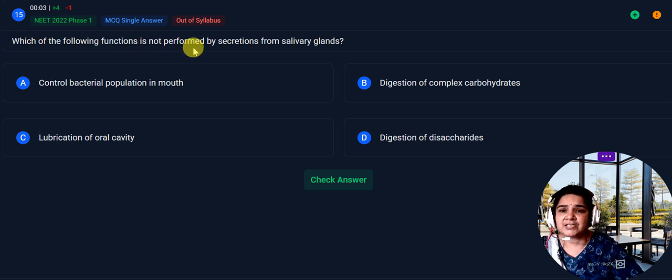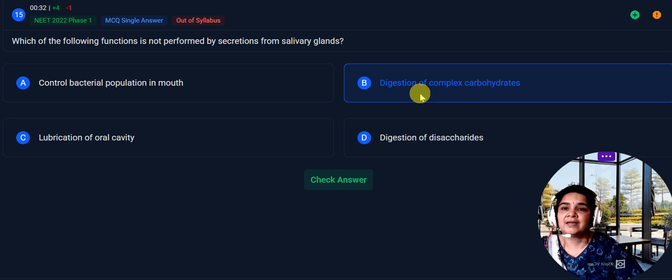So now let us see the next question. Which of the following functions is not performed by the secretion of the salivary glands? They control bacterial population in the mouth. Yes, correct. Digestion of complex carbohydrates. Lubrication of the oral cavity is also correct. Digestion of disaccharides. So among these four, mainly digestion of complex carbohydrates will not be performed by the salivary glands. So now let us proceed to the next question.